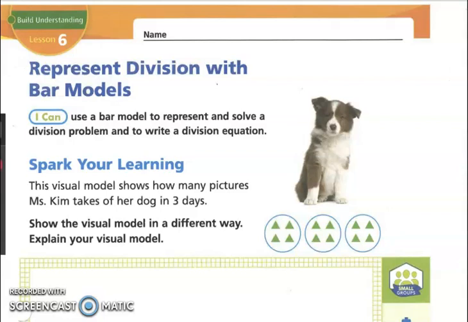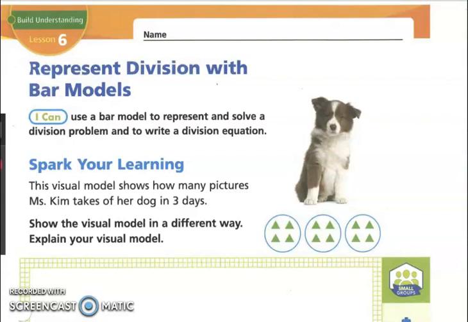Okay, today we're looking at math lesson 6.6, represent division with bar models. I can use a bar model to represent and solve a division problem and to write a division equation. Okay, so yesterday what did we draw to represent our problem? An array. We've drawn other pictures, right?